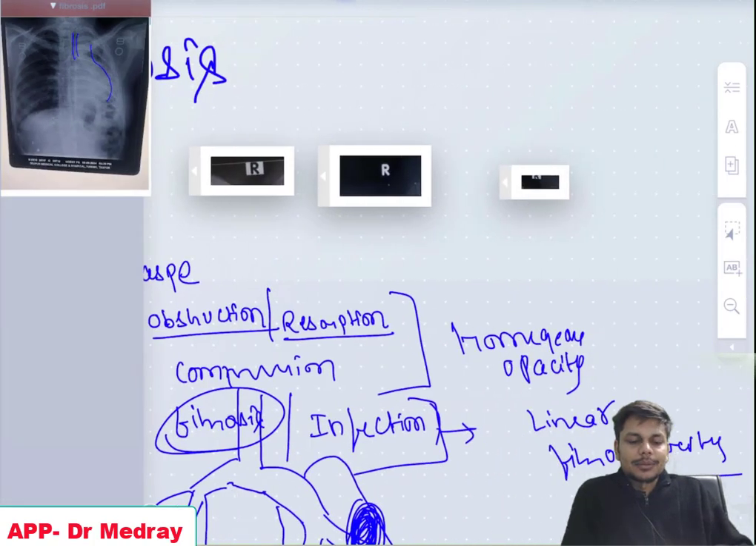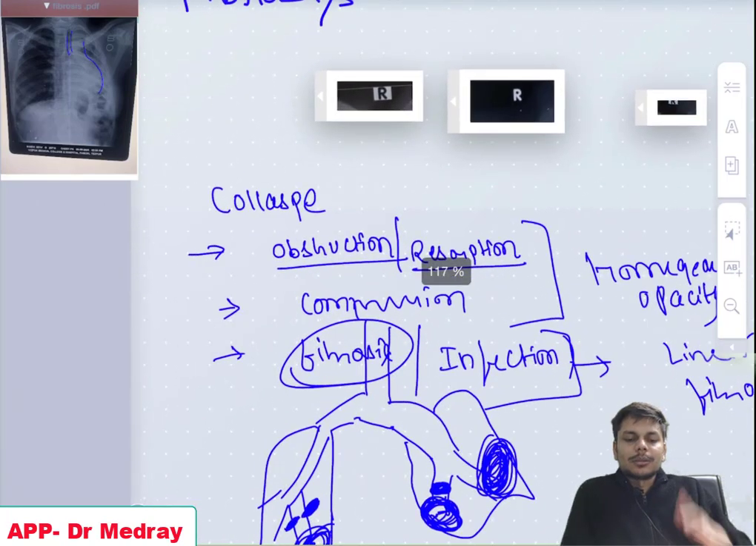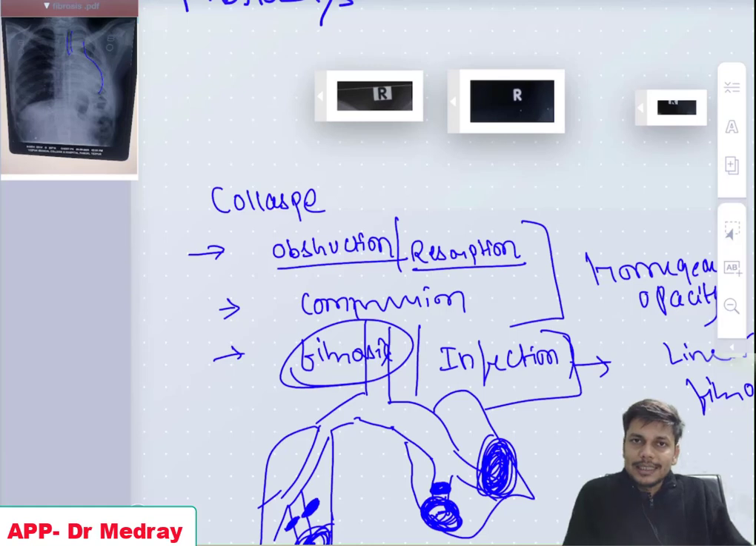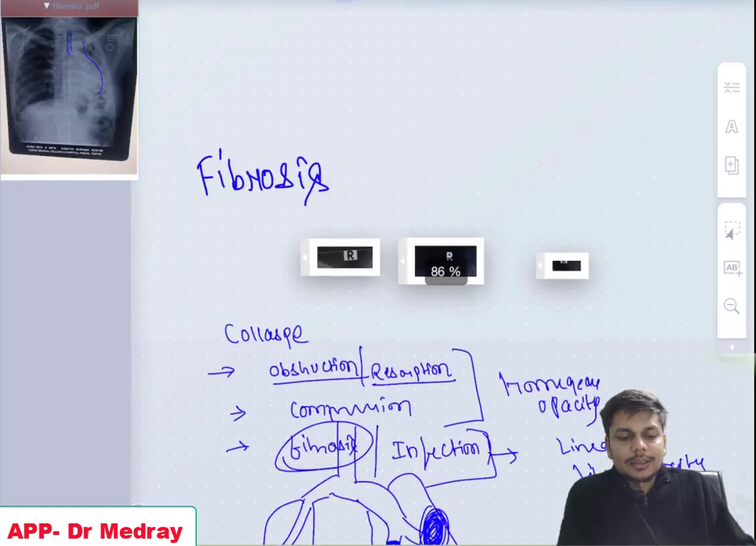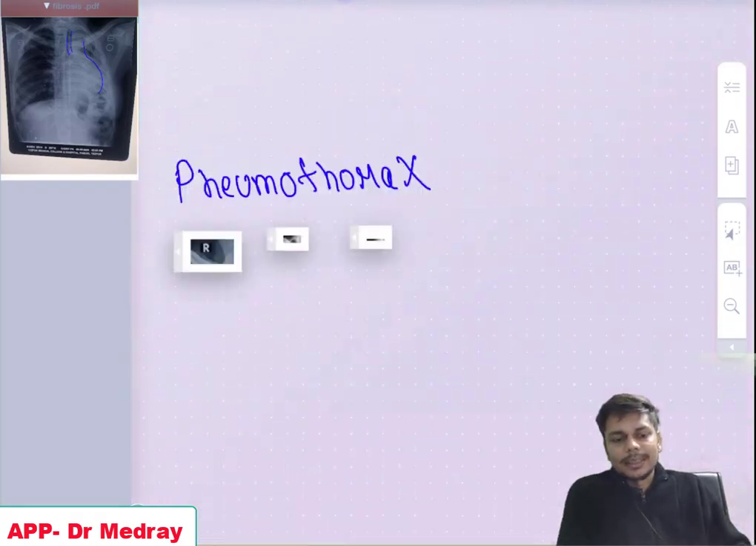What will lead to collapse? Collapse can occur because of obstruction, such as foreign body aspiration. It can lead to compression. A tumor can cause compression and collapse. It can be post-infectious: the fibrotic type of collapse can be because of infection, post-TB, post-pneumonia. So these are the common X-rays you are going to get in your examination.